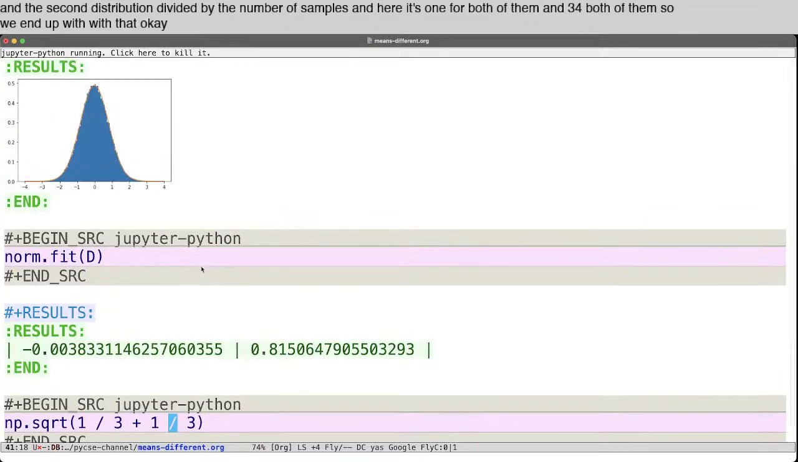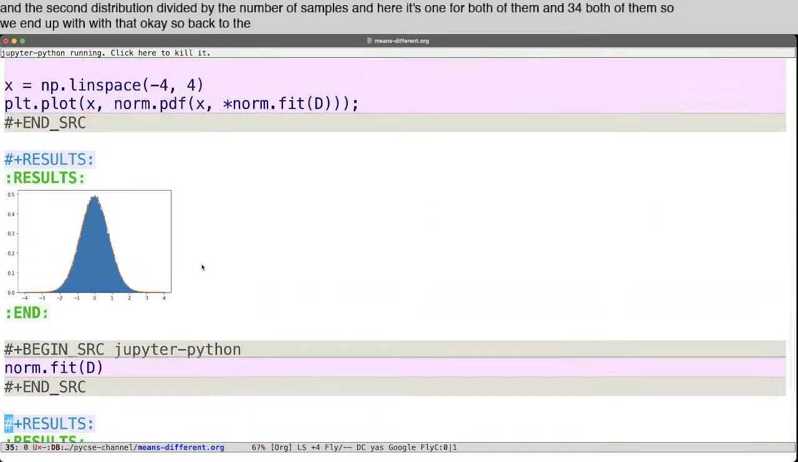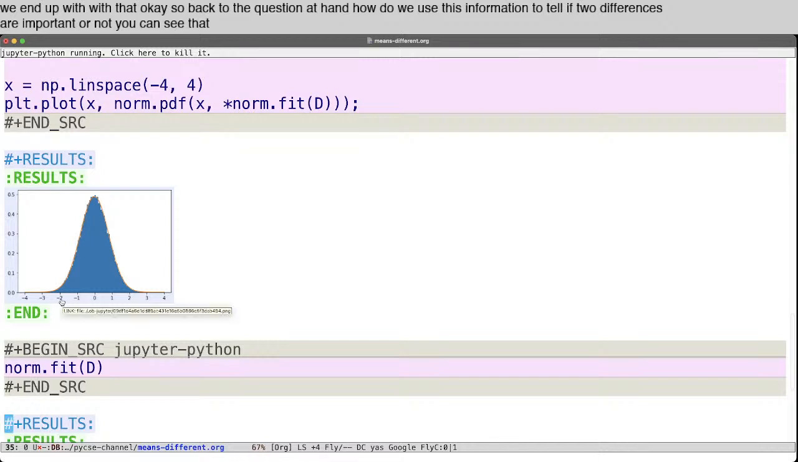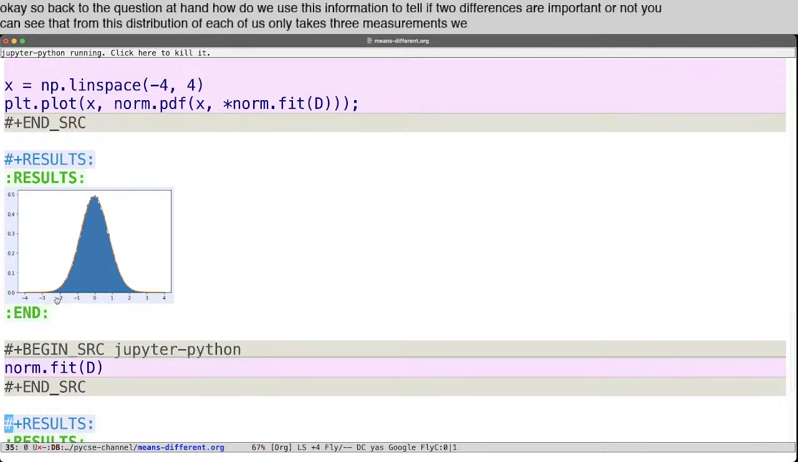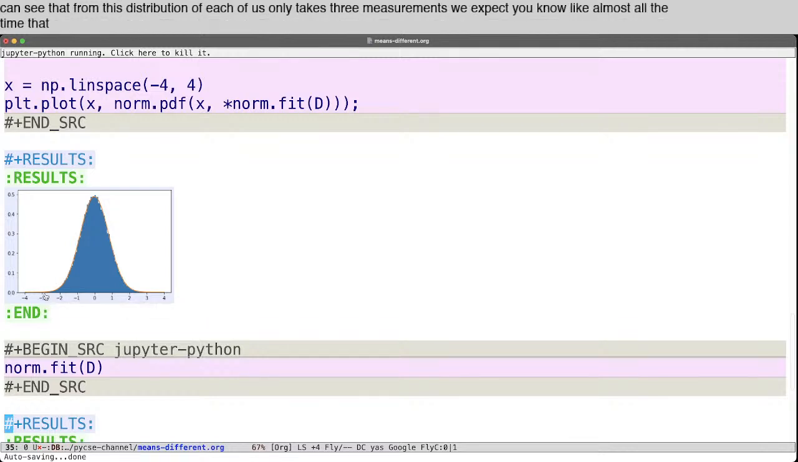Okay, so back to the question at hand. How do we use this information to tell if two differences are important or not? You can see that from this distribution, if each of us only takes 3 measurements, we expect, almost all the time, that the difference will be between plus or minus 3.